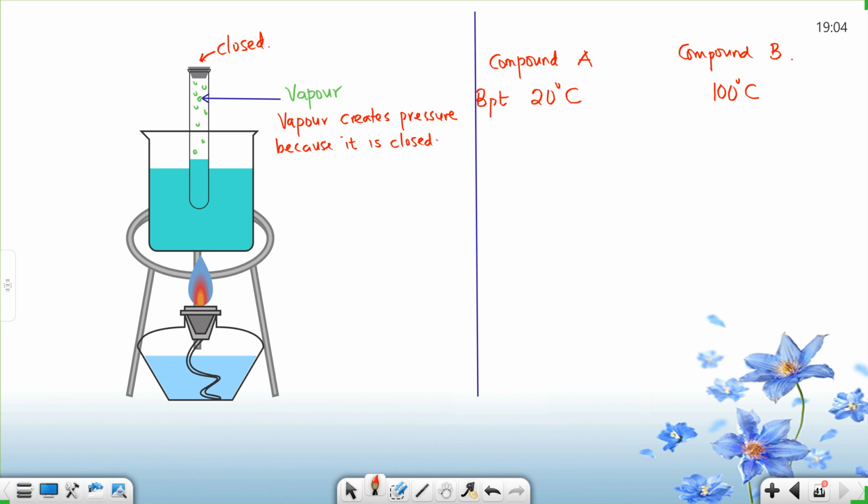Zolunga, why are you saying it's B? The boiling point of A is very low. When the temperature reaches 20, it's already boiling. Compound B would need to get to 100 before it boils. Remember, temperature is rising. Zolu, are you okay with my explanation there?